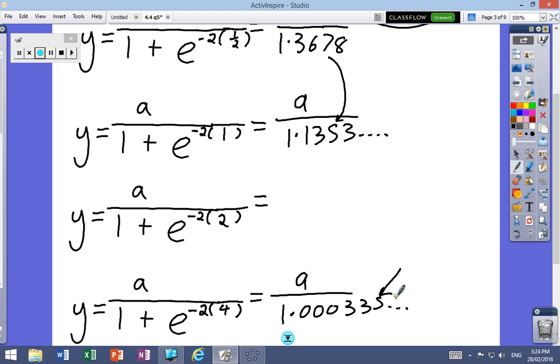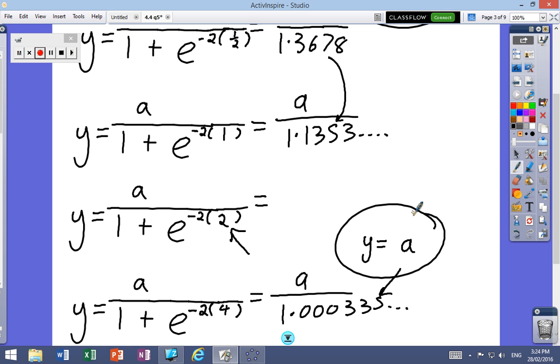This denominator is getting closer and closer to 1. So as we increase the value of x, our function is getting closer to a divided by 1, which is getting closer to a. As we increase the values of x, we're getting closer and closer to this function, a divided by 1, which is y equals a. And that then is our answer. Remember the question was, what does the value of y approach for large values of x? It's approaching a, and we're going to have a look at that graphically in a moment.